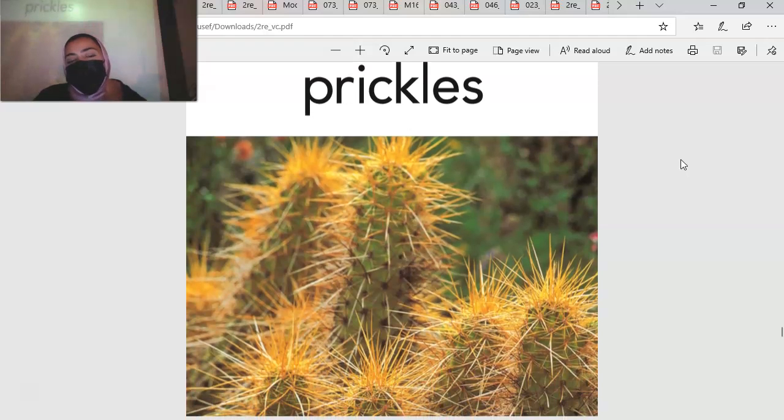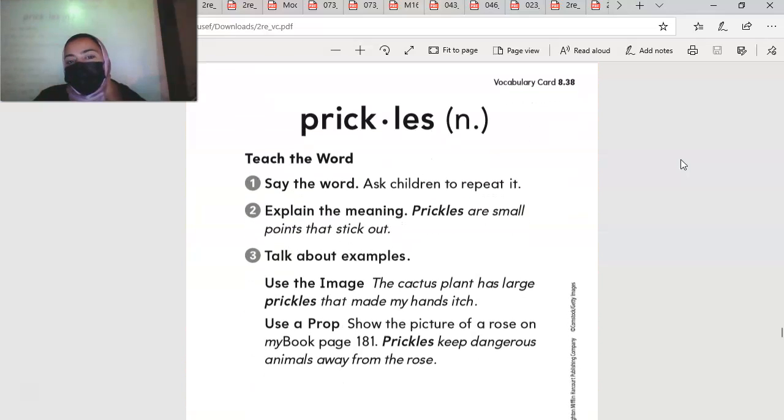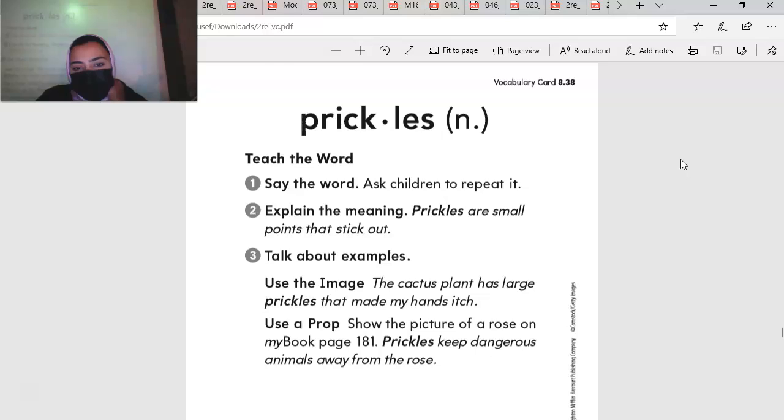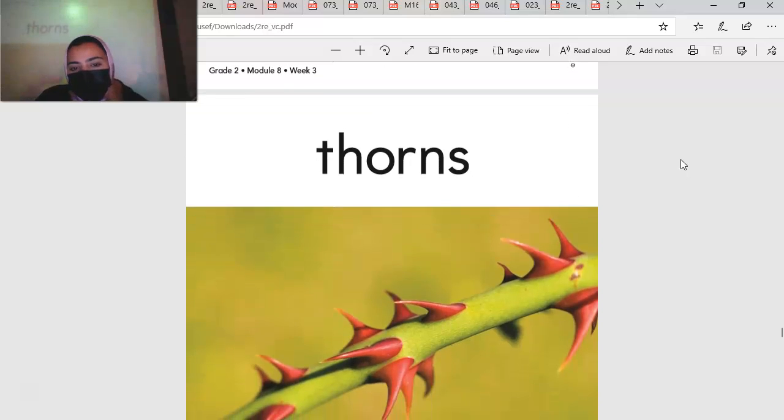We also have prickles. This cactus has prickles on it. What is prickles? Rena? Very good. Small points that stick out are prickles. The cactus plant has large prickles. Sometimes there are small prickles.